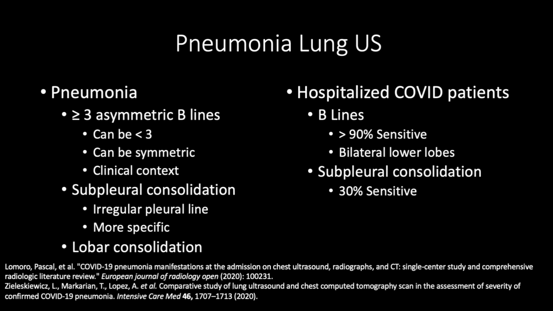So we'd like to think that pneumonia is asymmetric, which it often is, but COVID can often be bilateral, and many viral and bacterial pneumonias can be bilateral as well. Subpleural consolidations we're seeing about 30% of the time in patients hospitalized with COVID, and that can increase the specificity for those findings.